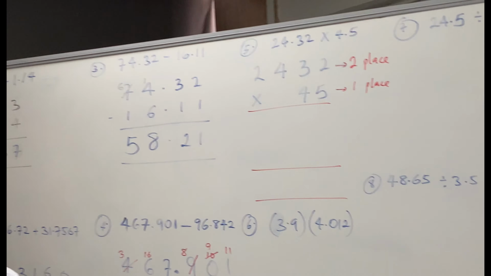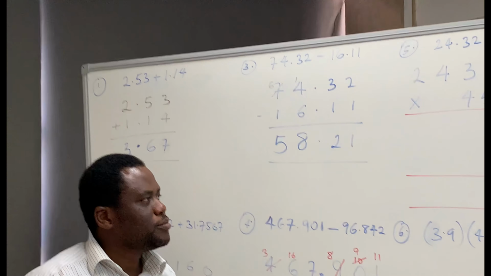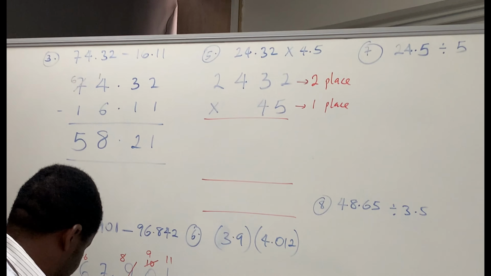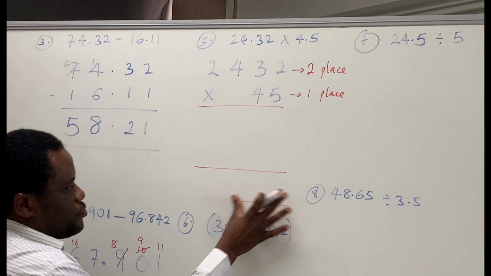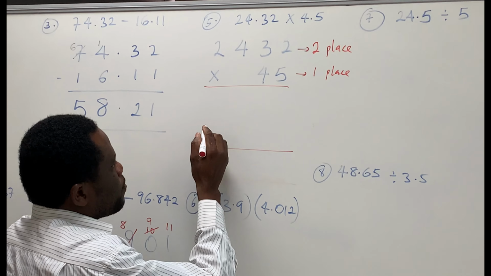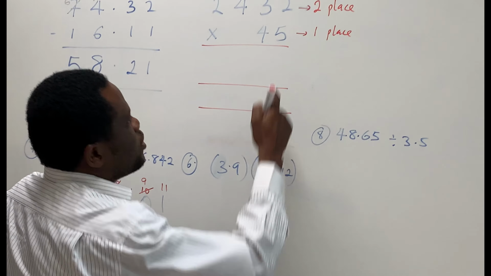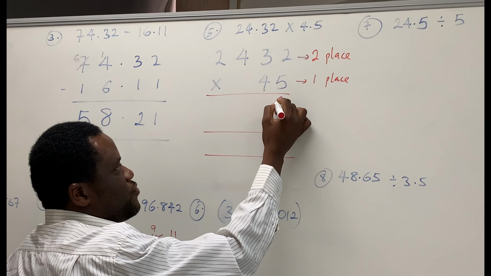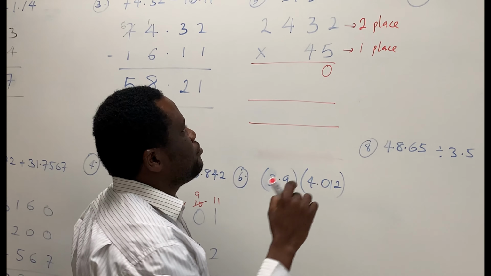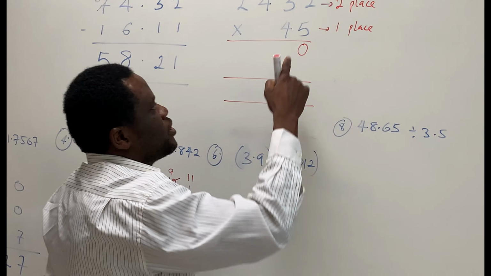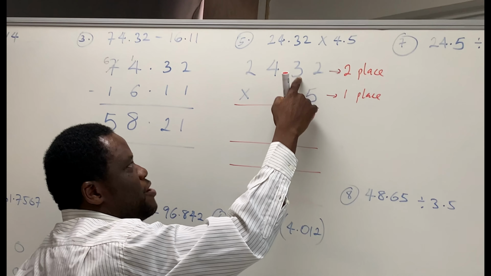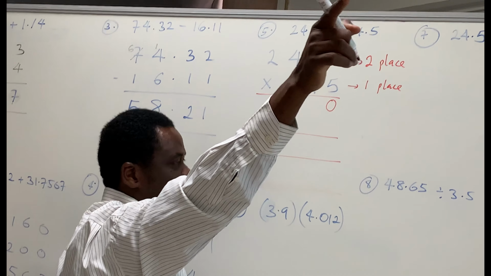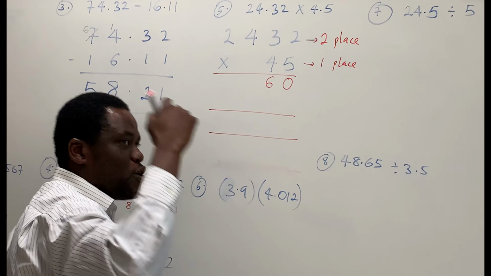So keep it and let's do the multiplication. First, multiply it normally, the way you do your ordinary multiplication. So let's multiply. 5 times 2 is 10. We have 0. We keep 1. Keep it here. 3 by 5, we have 15. 15 plus 1 is 16. So we have 6. We keep 1.